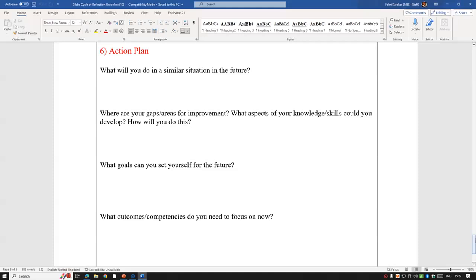And then, what are the gaps, areas for improvement for you? What aspects of your knowledge and skills could you develop further? And how will you do this? So in this part, please come up with some resources. Are there any books, videos, tools that you will be using? You can also document your use of AI tools here. Get screenshots. What did AI suggest you to do? How will you do these things?